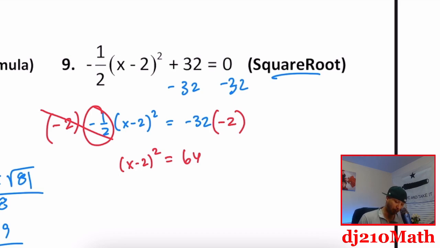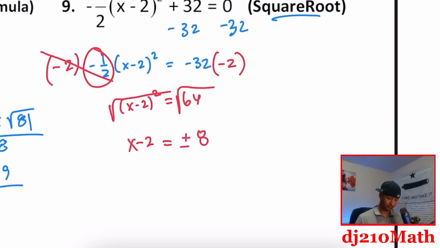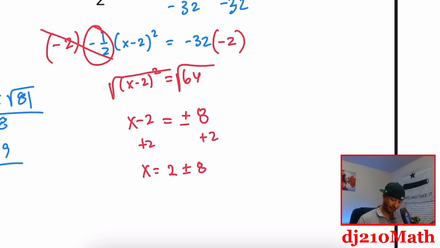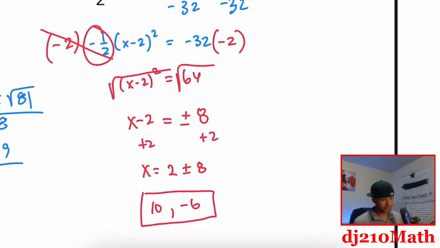So now when we take a square root, this is x minus 2, right? Taking a square root, when the square and the square root match or meet up, like when they touch, it cancels each other out. That unlocks the x minus 2. Plus or minus, always plus or minus. Square root of 64, it's 8. So solving, we get plus 2, plus 2. So x is equal to 2 plus or minus 8. So 2 plus 8 is 10. 2 minus 8 is negative 6. Right, those are our two answers. 2 plus 8, 2 minus 8.